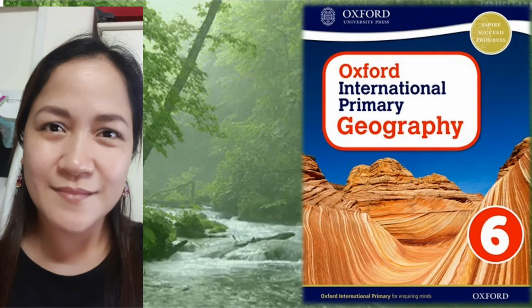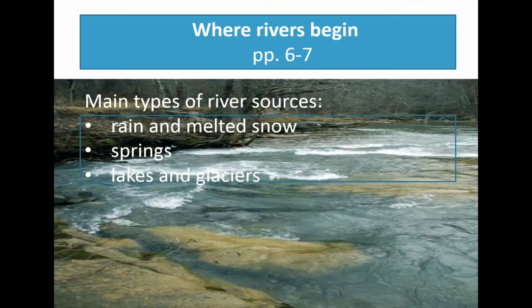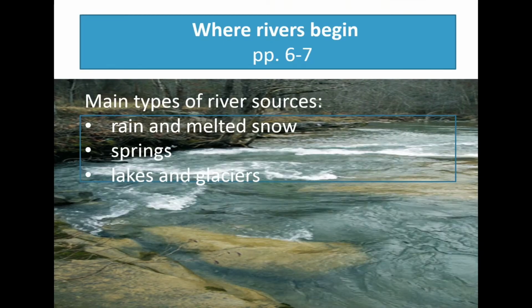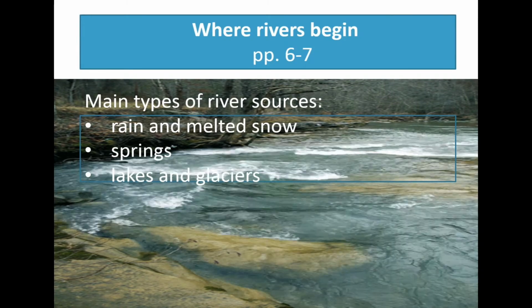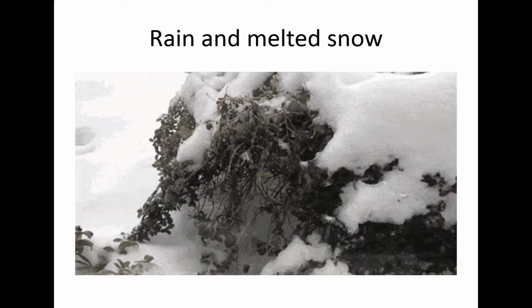Last week, we learned where water comes from. We also learned how water moves in an endless journey in the water cycle. Now get your geography book open on pages 6 to 7, where rivers begin. There are three main types of river sources. A river source is its starting point: rain and melted snow.